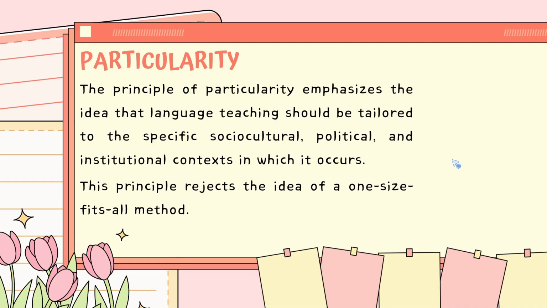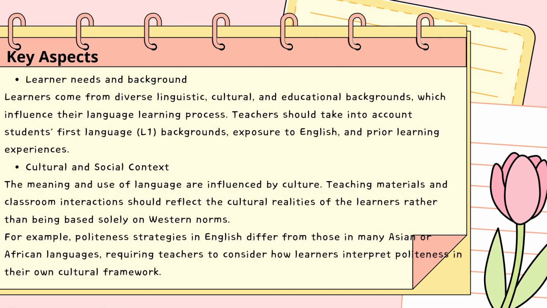The principle of particularity emphasizes the idea that language teaching should be tailored to the specific sociocultural, political, and institutional context in which it occurs. This principle rejects the idea of one size fits all method. Instead, it encourages an approach that is informed by the unique characteristics of learners, teachers, and the classroom environments. And here are some key aspects of the particularity. First, learners' needs and backgrounds.